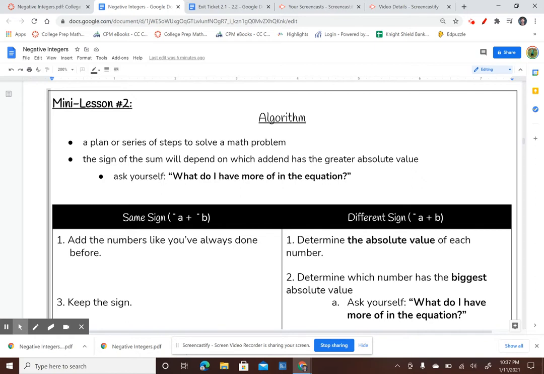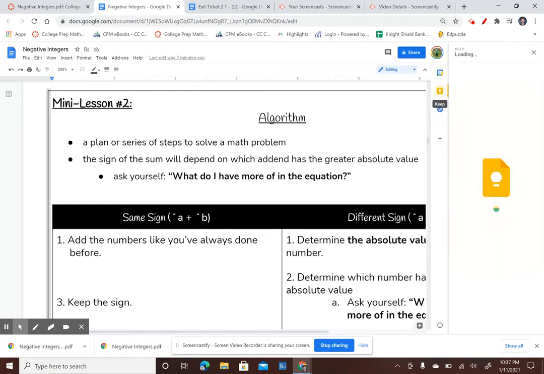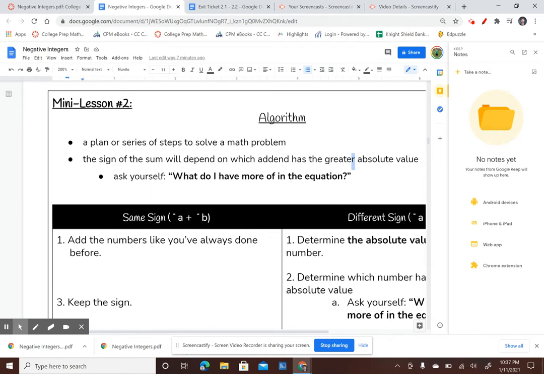So here we're talking about adding negative numbers if they're both negative, or adding a negative number plus a positive number. Those are the two instances that we're going to be dealing with. So first off, let's take a look at if both the numbers are negative. What's the trick here? Well, to be honest with you, there really isn't a trick.